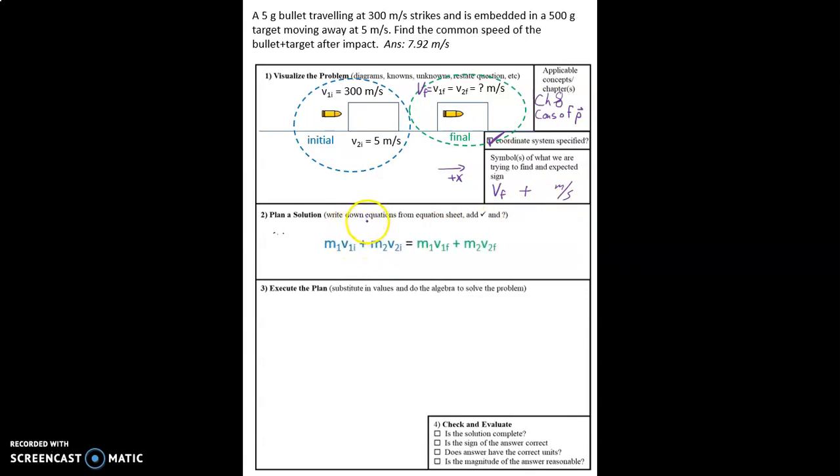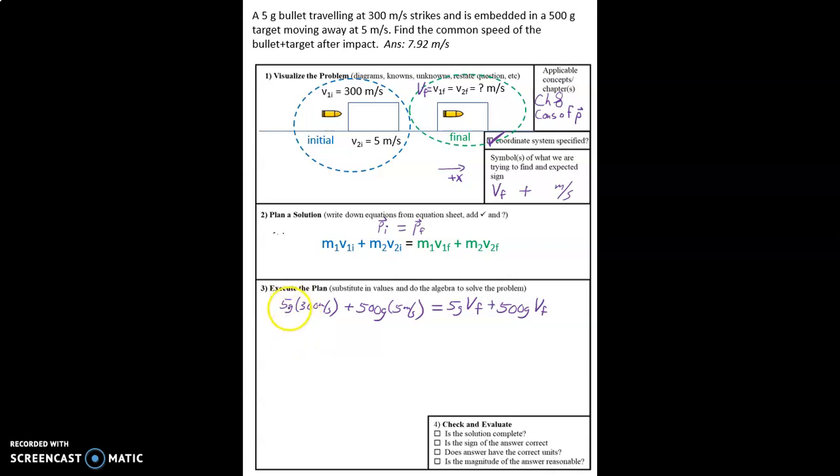Now we can write in our plan. What equation are we going to use? Well, we've got our conservation of momentum equation here, and this is just saying that the initial momentum is equal to the final momentum. This is just for a two-body problem where there are two objects. And then we just fill in the values. We've got 5 grams times 300 meters per second plus 500 grams times 5 meters per second equals 5 grams times, remember we're just going to call it v sub f, plus 500 grams times v sub f.